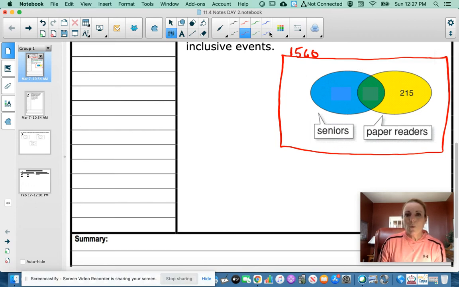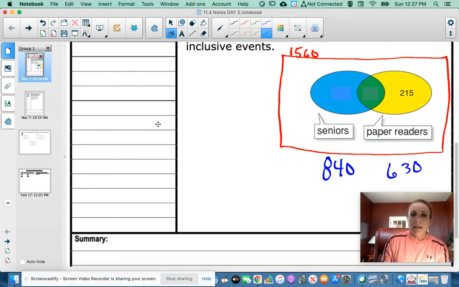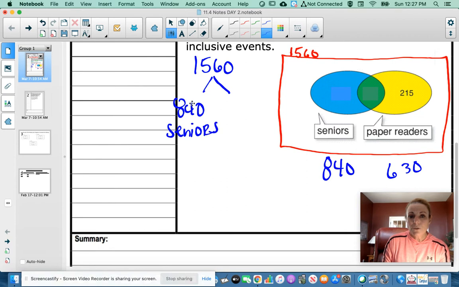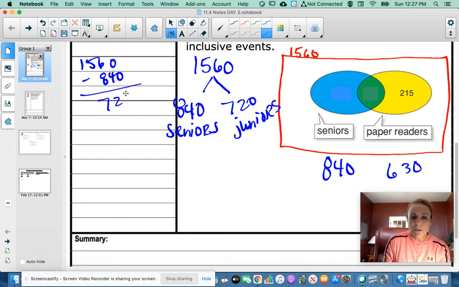Number 1, we know that there are 840 seniors below that circle, and there are 630 paper readers. It also said out of the 1,560 students surveyed, we know 840 of them are seniors, so therefore the remainder are going to be juniors. How do we find that? 1,560 minus 840 is 720.